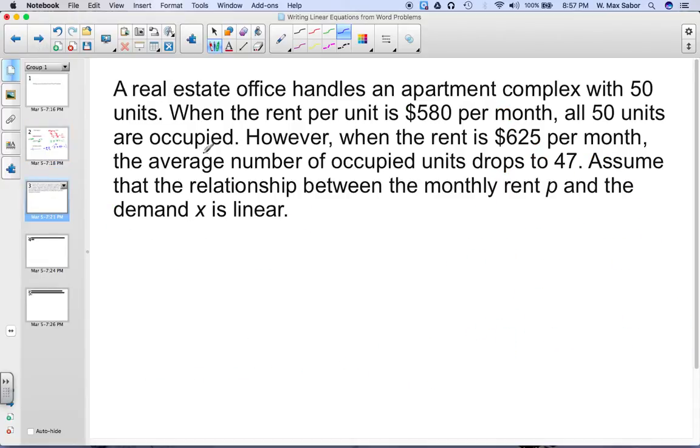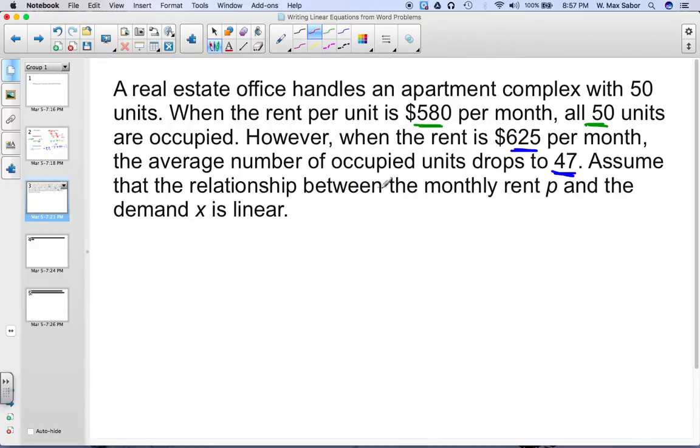The real estate office handles an apartment complex with 50 units. When the rent per unit is $580 per month, all 50 units are occupied. However, when the rent is $625 per month, the average number of occupied units drops to 47. So this looks like a snapshot. So does this. So that looks like 2 points.